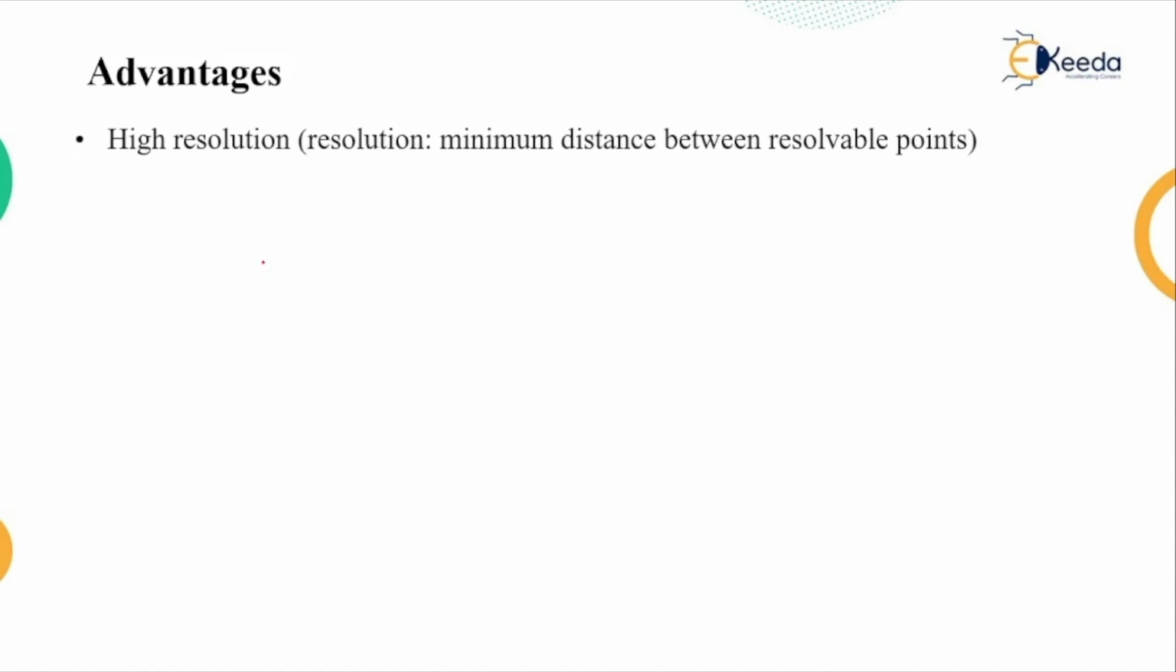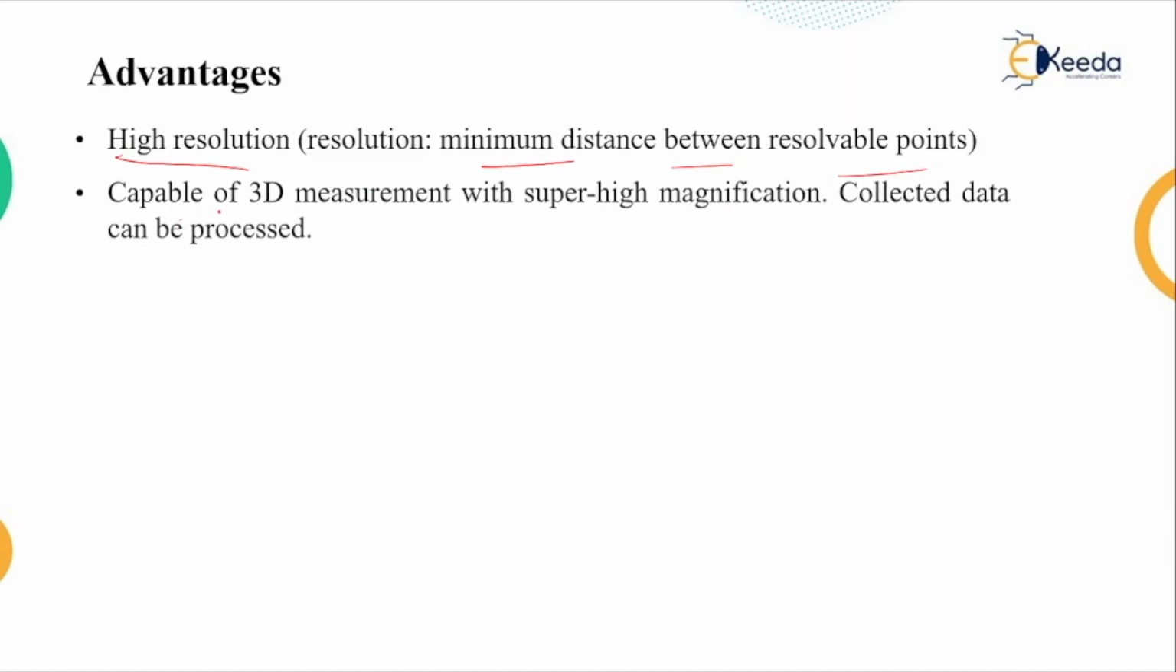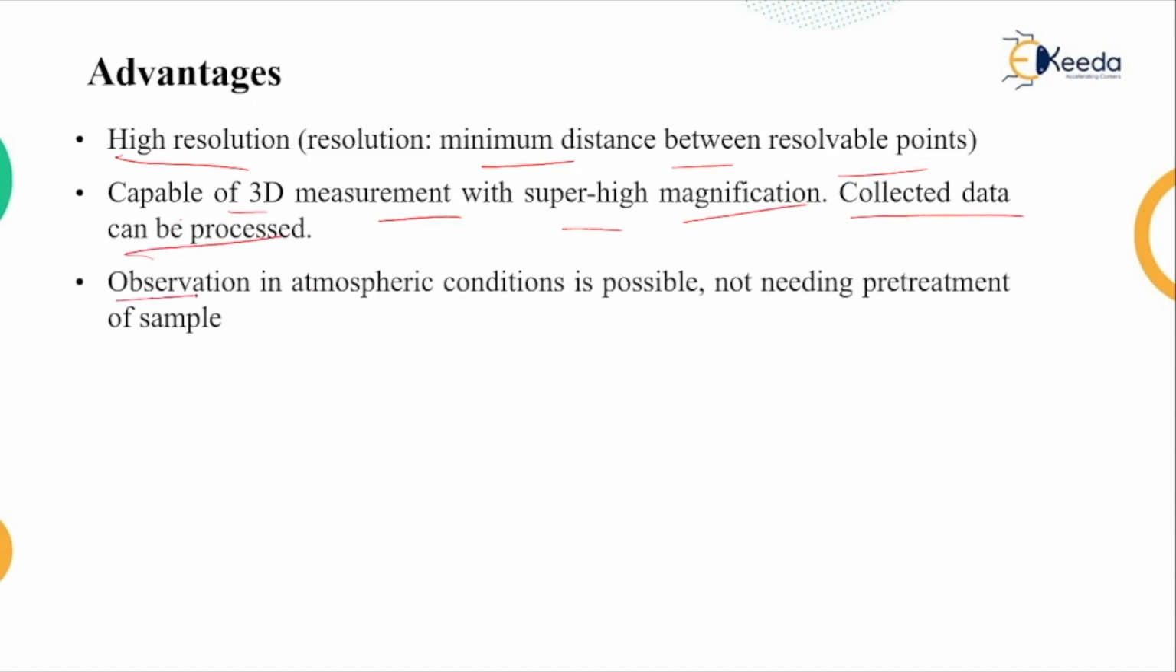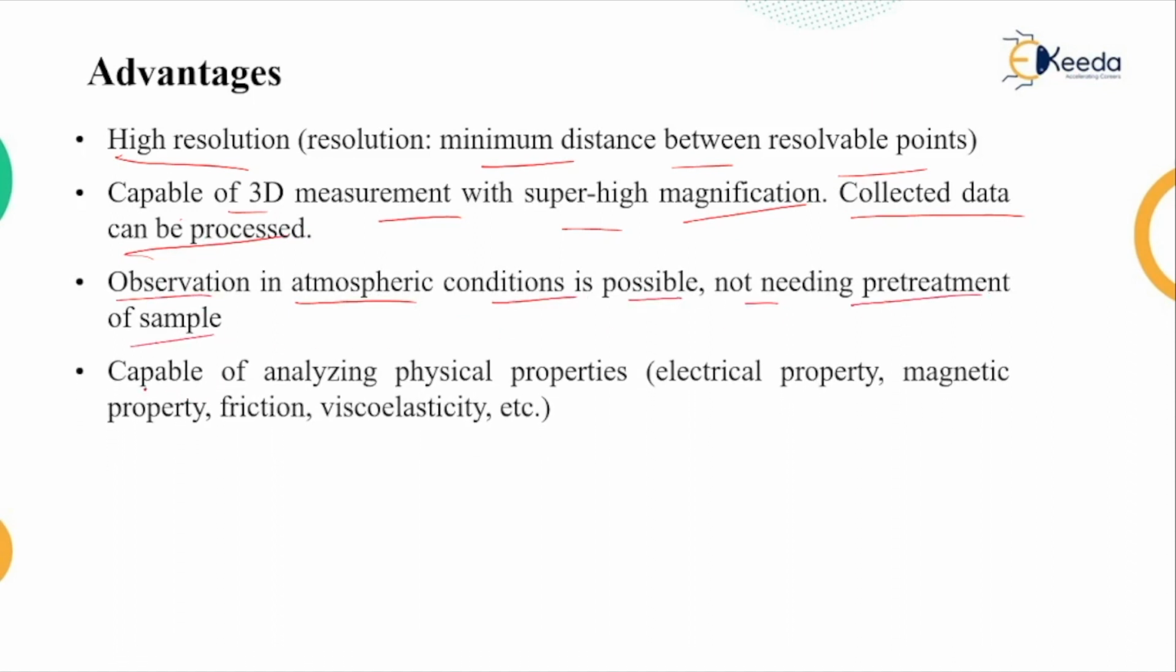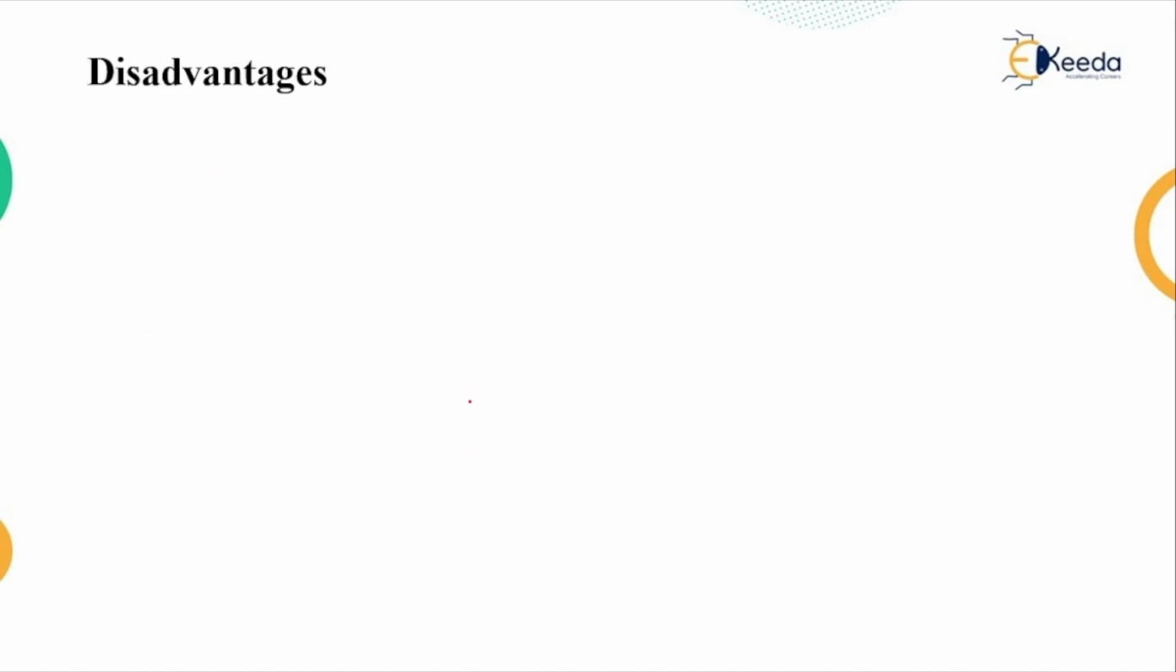What is the advantage? It gives a high resolution in the nanometer range, the minimum distance between resolvable points. It can do 3D measurement with super high magnification. Collected data can be processed. Observation in atmospheric conditions is possible, not needing pre-treatment of samples. It is capable of analyzing physical properties, that is electric property, magnetic property, friction, viscoelasticity, etc.